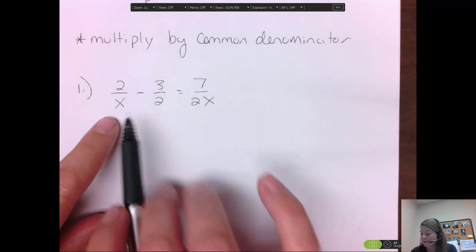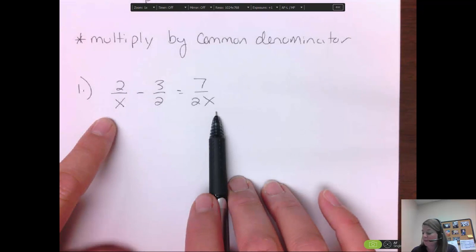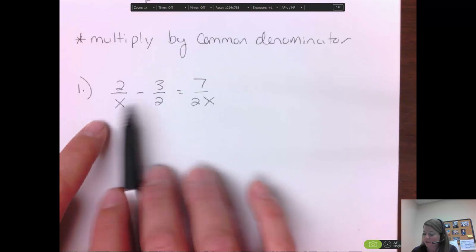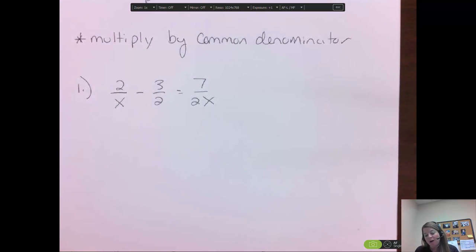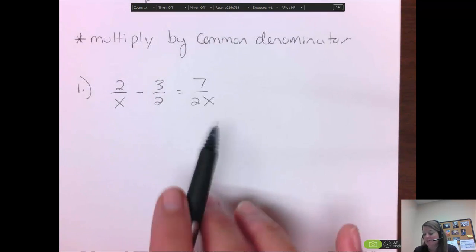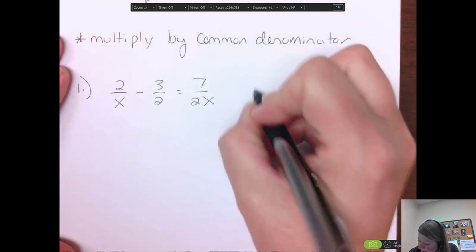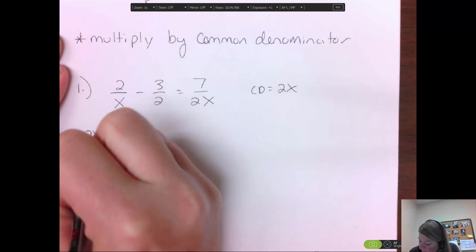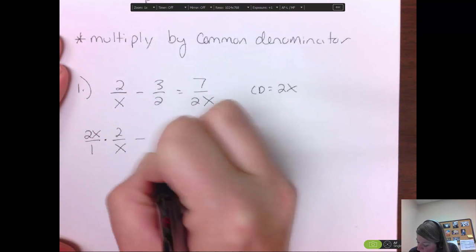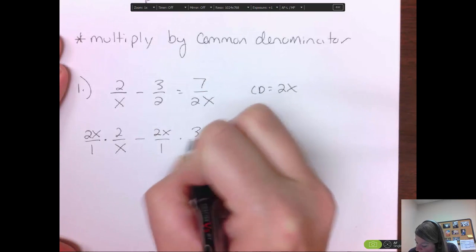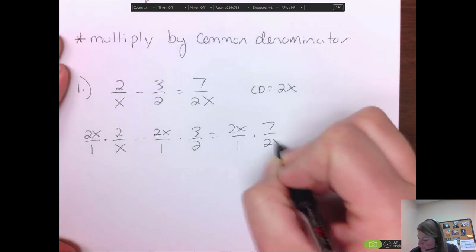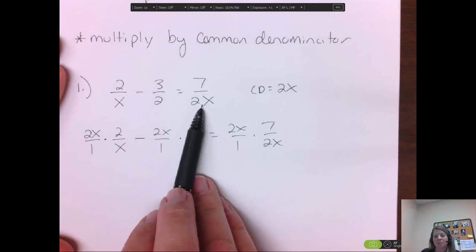So all the denominators are x, 2, and 2x. So if we have 2x as our common denominator, that would include the 2 and the x. So whatever you have in common, you only have to take once. So we have the 2 and the x. So I'm going to multiply by 2x. So the common denominator is 2x. So I'm going to take 2x and think of it as over 1 times the first fraction, 2x over 1 times the second fraction, and 2x over 1 times the last fraction. So make sure that you multiply it by every single term in your equation.